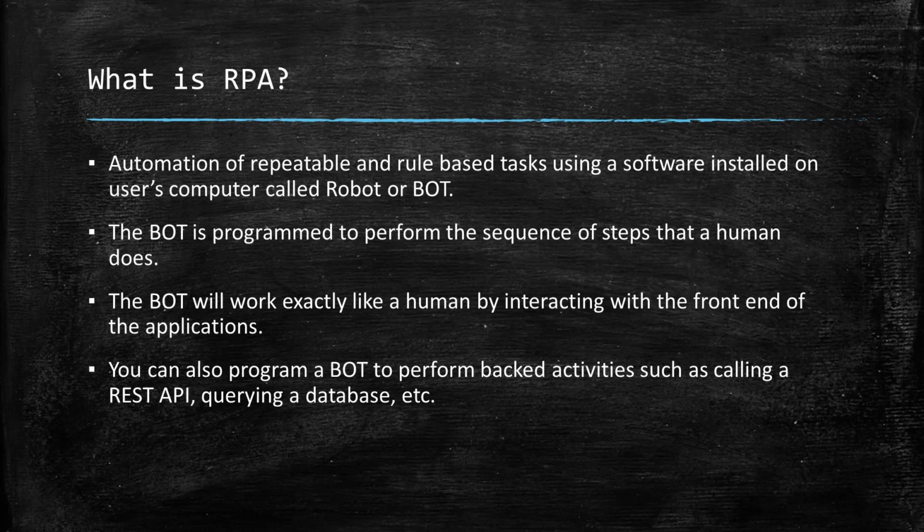Now, you can program a bot to do exactly the same, where the bot will monitor the mailbox, download the invoices, extract the data using OCR technology, then log into the finance system and enter the details. Now, all these can be done on the front end just like a human would do. In fact, when you run the bot, you can actually see these applications being launched and the fields getting populated.